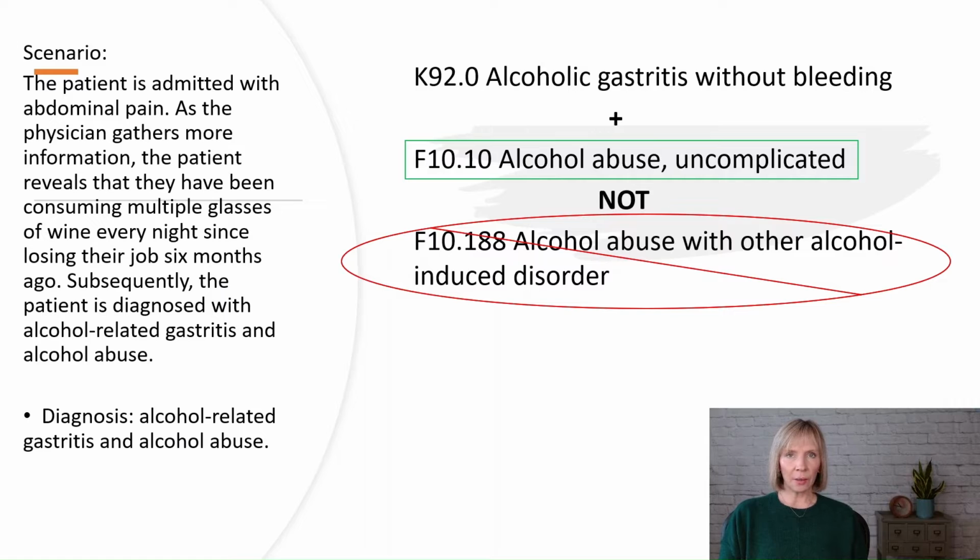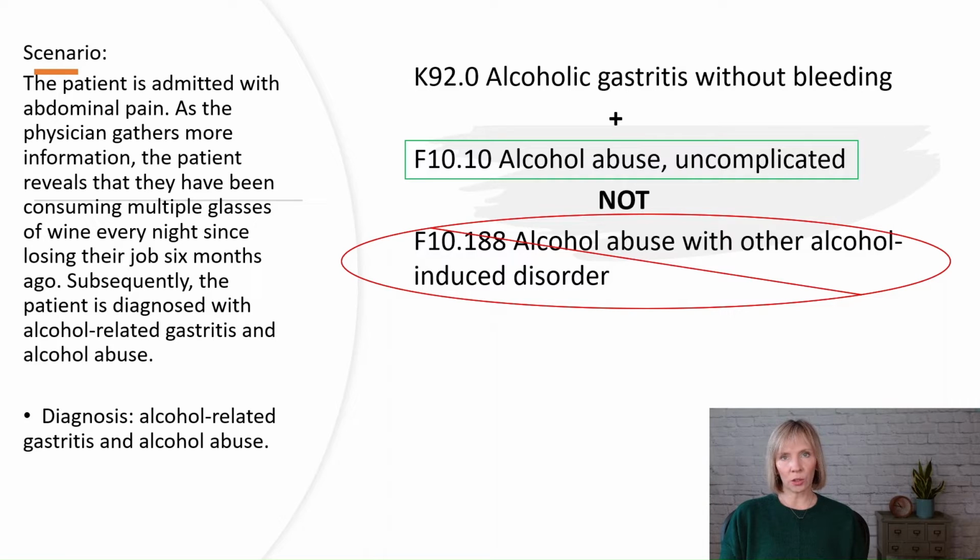In this scenario, the patient is admitted with abdominal pain. As the physician gathers more information, the patient reveals that they've been consuming multiple glasses of wine every night since losing their job 6 months ago. Subsequently, the patient is diagnosed with alcohol-related gastritis as well as alcohol abuse. In this case, the code for alcoholic gastritis is assigned along with the code for uncomplicated alcohol abuse.